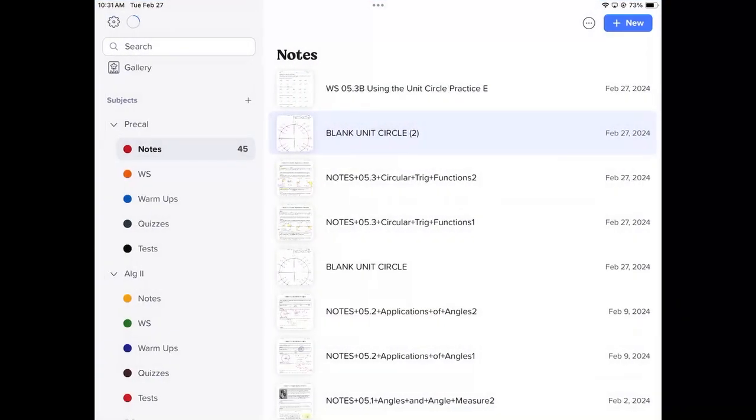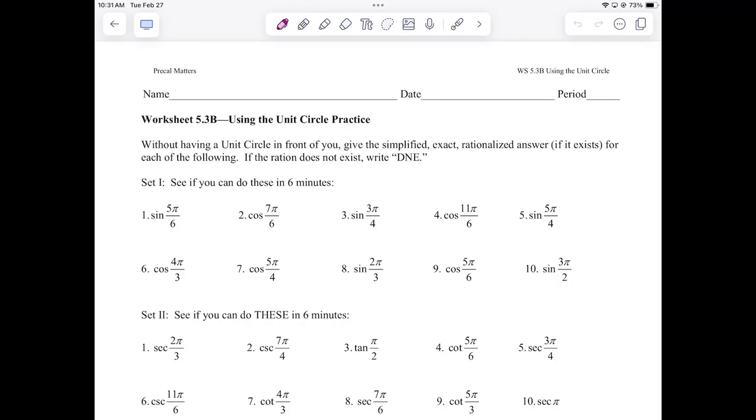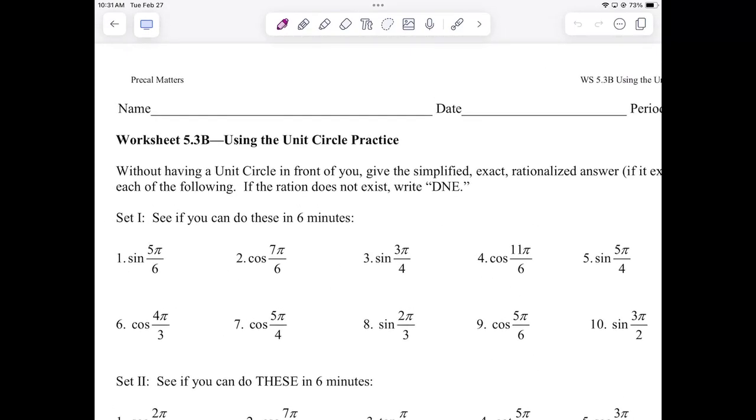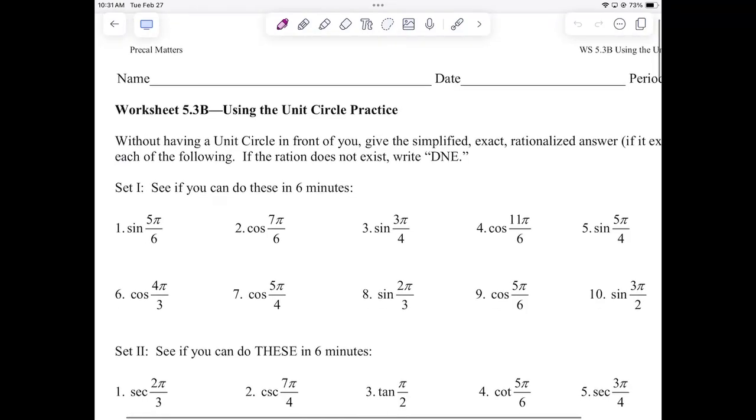Now, let me show you what your quiz on Thursday will be. Thursday, you're going to get all sine and cosine, just like set 1. All sine and cosine, none of the other 4. And you're going to have 10 minutes to fill this out. 10 minutes, okay?